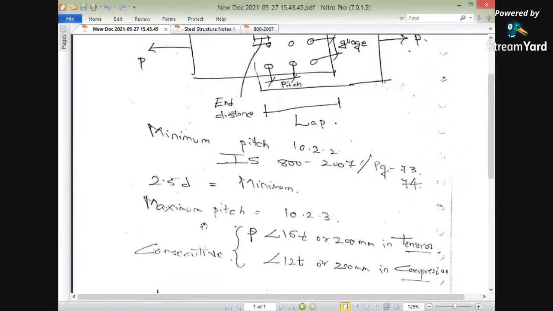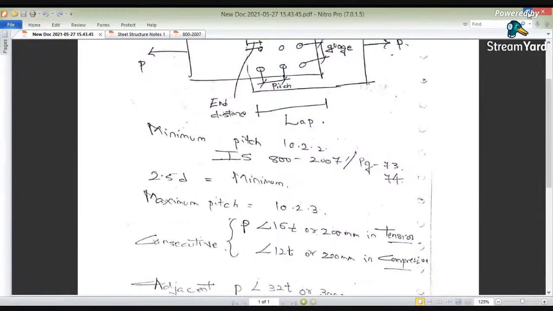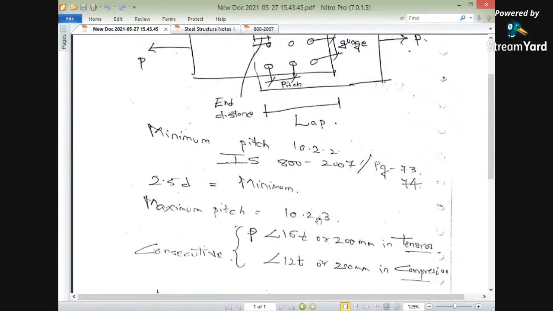What is the maximum pitch value? Here we will take this as the maximum pitch value. Again, it has been mentioned in clause number 10.2.3 on the same page number 73. What is the maximum pitch value for tensile members when the members are in tension? The maximum pitch value, P stands for pitch, should be 16 times the diameter, and this value should be greater than the pitch.